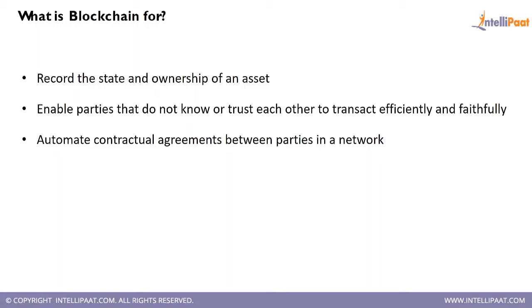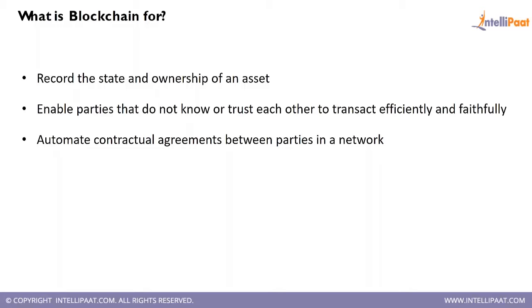It enables parties that do not know each other or trust each other to transact efficiently and faithfully. It automates contractual agreements between parties in a network. If we look at my example, we talked about AML and KYC checks. Those validations which were happening before by the third party, we are automating, those contractual agreements and validations happening between two parties to make the transaction happen.